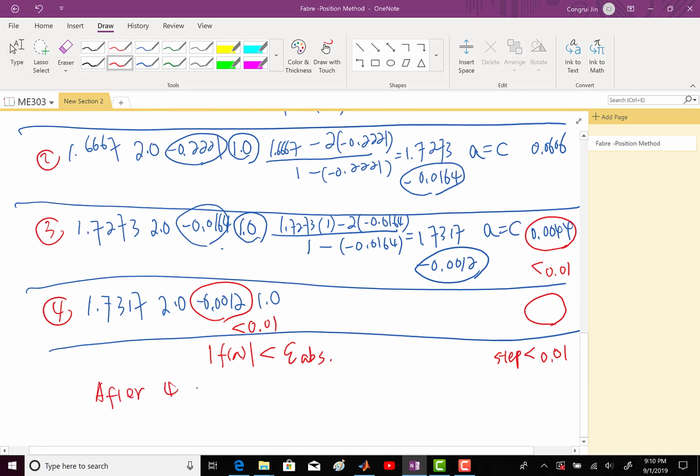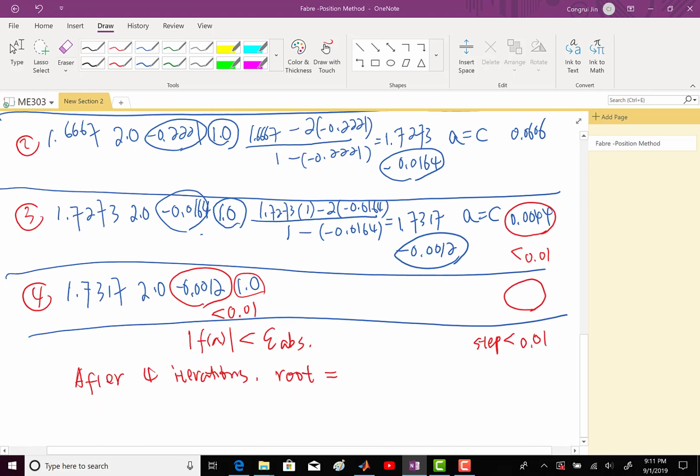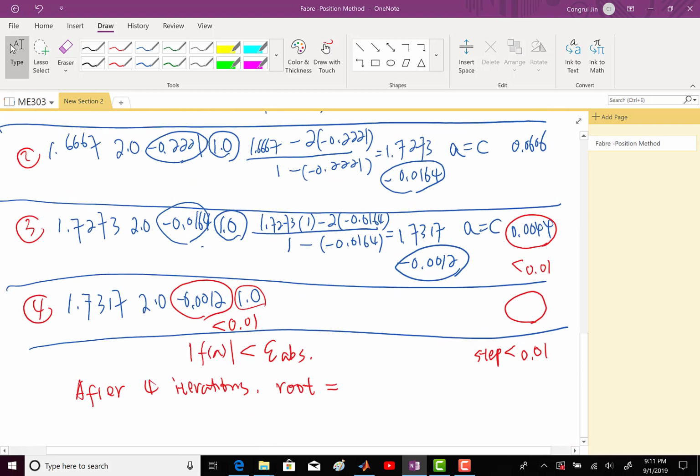After 4 iterations, we have the approximate value of the root. So the root is, because the absolute value of FB is 1 and the absolute value of FA is negative 0.0012, A is a much better approximation of the root, right? So it's 1.7317.